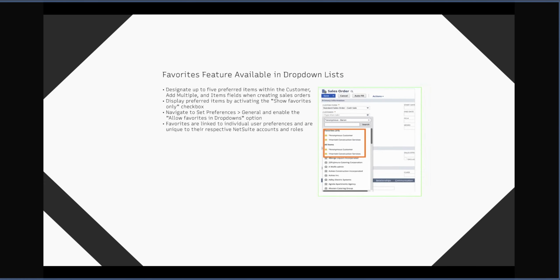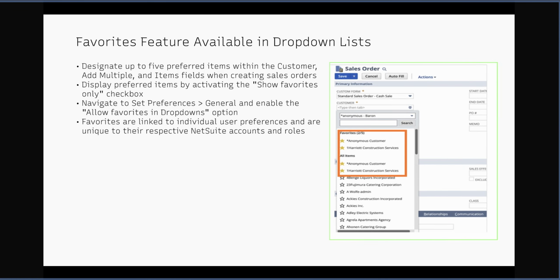Next is the favorites feature, available now. Users have the option to designate up to 5 preferred items within the customer, add multiple, and items fields when creating a sales order, which is very useful to most of the users. Within the add multiple fields, users can exclusively display their preferred items by activating the show favorites only checkbox.